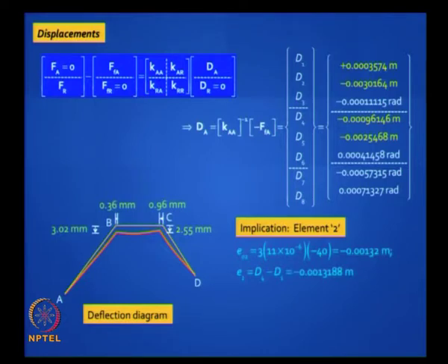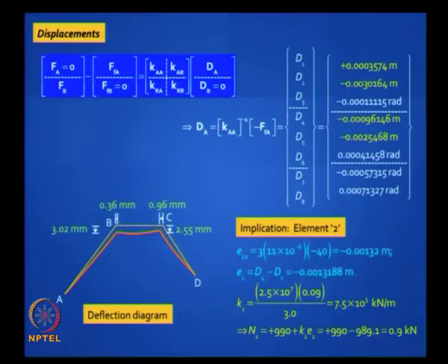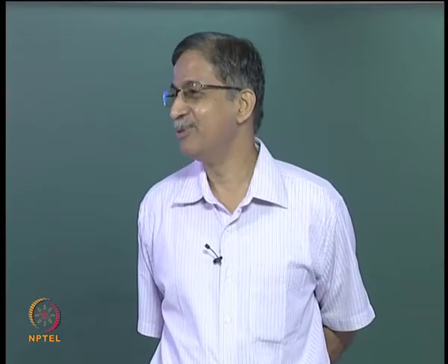So close that if you work out the actual stiffness of that element, EA by L, multiplied by that and add the fixed end force, plus 990 minus 989.1. Ladies and gentlemen, the force is less than 1 kilonewton. This is really beautiful, right?